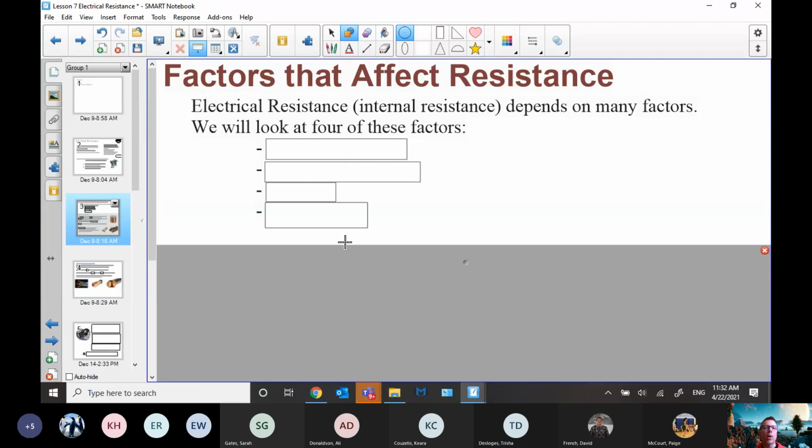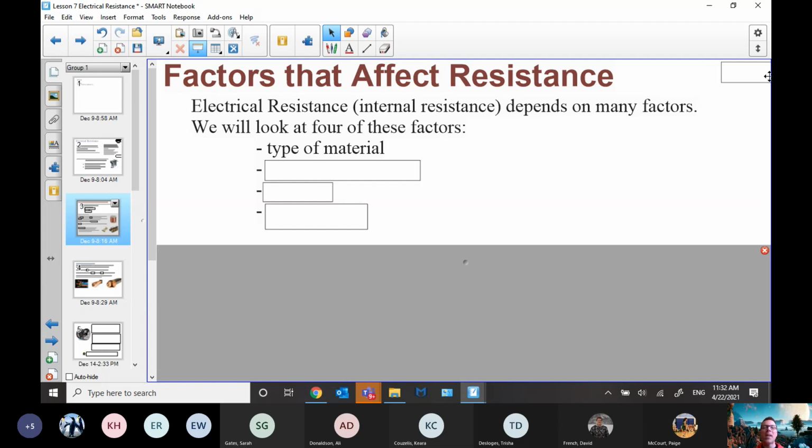So they could have made it out of gold or silver or something, right? And that's one of these in here, probably. I'm giving away everything now. Type of material, I guess that's the first one. So they could have made it out of something other than copper. But of course, copper is a pretty darn good conductor, right?